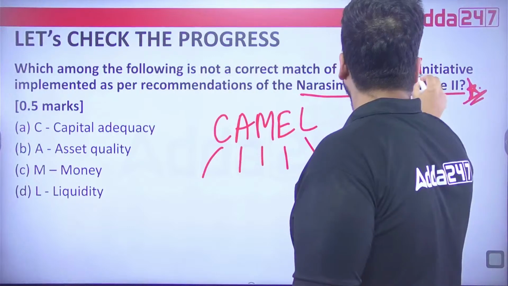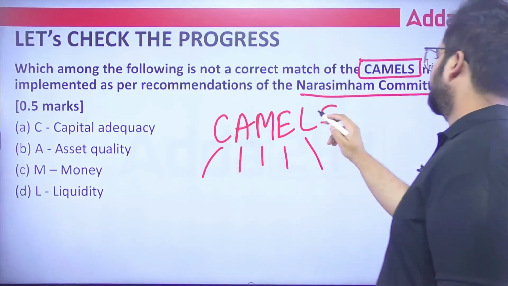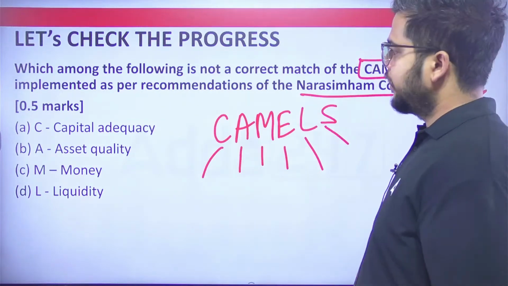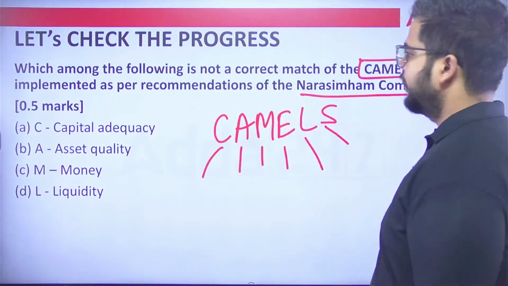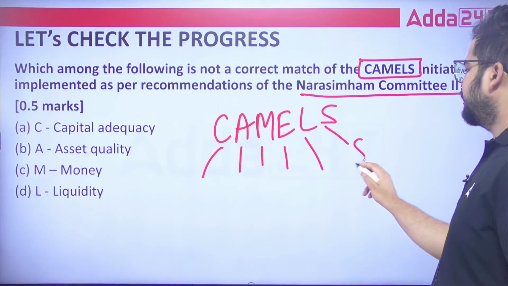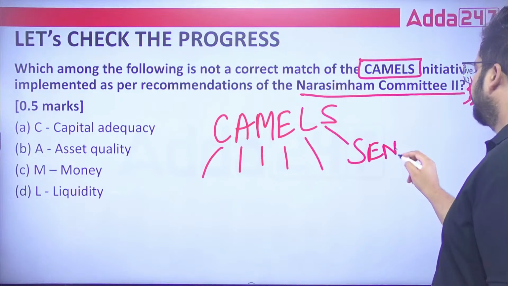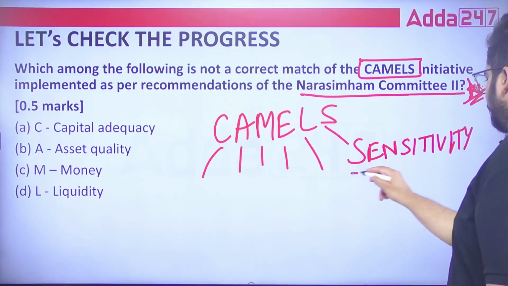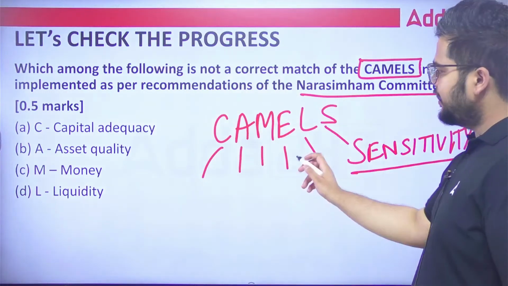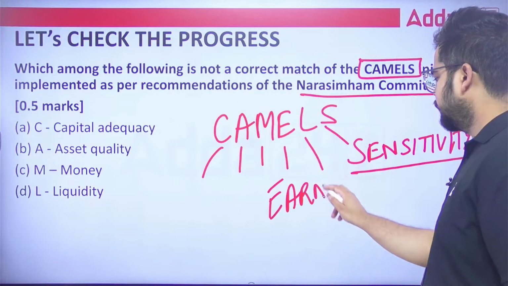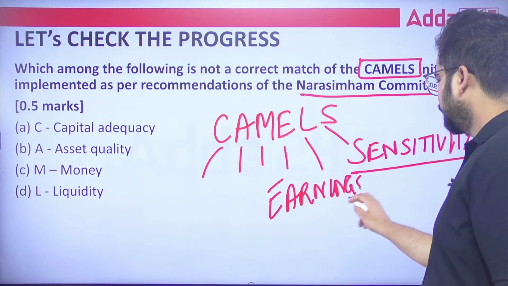Okay, CAMEL's initiative. Yes, S is also there, na? So here S and E are not mentioned. S is for your sensitivity, right? Sensitivity. Then you have E, that is earnings. E is for the earnings. Okay.